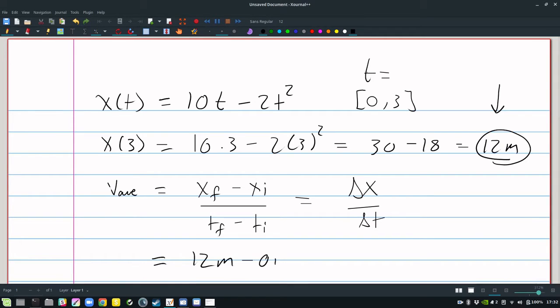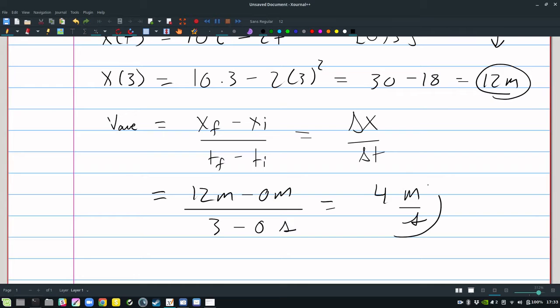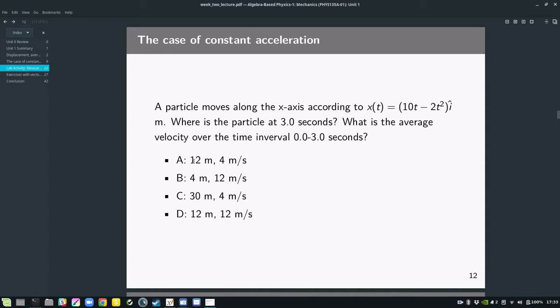So that means that x initial is 0, x final is 12 meters. 12 meters minus 0 meters, that's the numerator. I'll scroll down. T final is 3 seconds and then 0 seconds. So this works out to be 4 meters per second. So the correct answer would have been A in this case, 12 meters position at 3 seconds and then 4 meters per second for the average velocity.